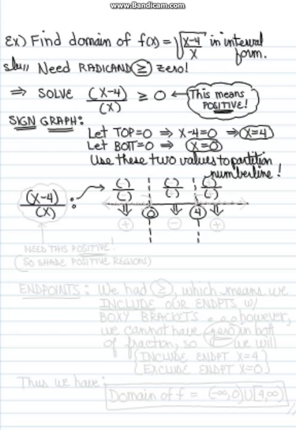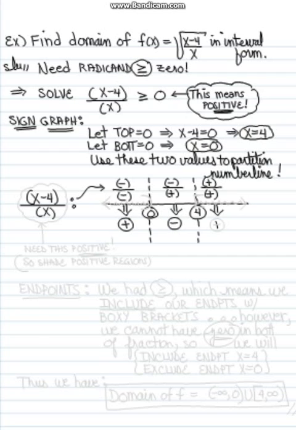Plug it into the top, you get negative 100 minus 4, which equals a negative result. And on the bottom, x is just negative 100. Negative divided by a negative is a positive. So in the first region, the fraction is positive. For the second region, between 0 and 4, choose some number. Let's say x equals 2. Plug it into the top fraction. Positive 2 minus 4 gives you a negative, and then a positive 2 on the bottom. So a negative over a positive gives you a negative.